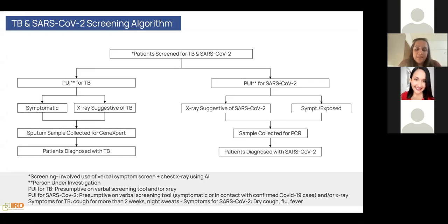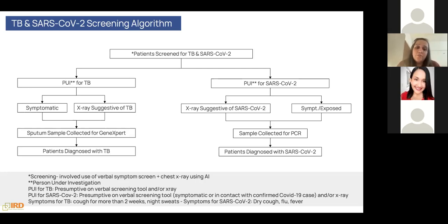As part of these integrated activities, the first thing we did was rework the algorithm a little bit, and we built an integrated TB and COVID screening algorithm. Considering the overlap of symptoms between TB and COVID, we decided to use verbal symptom screening as well as X-ray-based screening to identify presumptives who required further investigation for TB and/or COVID. Health workers were trained on conducting a verbal symptom screen for tuberculosis as well as COVID-19, and also identifying any exposure individuals may have had to COVID-19. People were then sent for a chest X-ray, which had integrated artificial intelligence software that provided scores for both TB and COVID, and identified individuals with a higher suspicion of having either of these conditions.